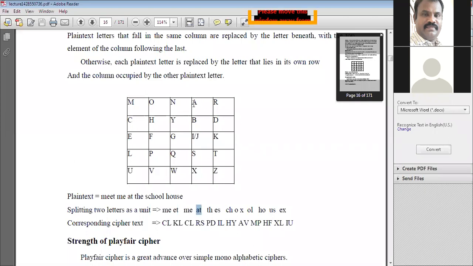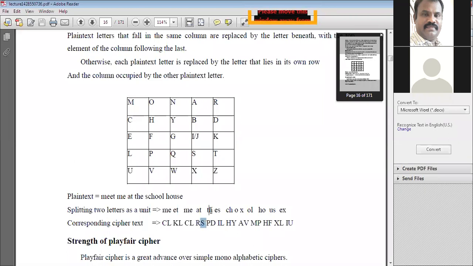Next one, AT. So where is the A letter? Here. What is the next letter, T? T. So this is in the form of a rectangle, this is the A, this is the T. So in the place of A, you have to replace it with R, the other corner of the rectangle. In the place of T, you can replace with S. So RS. Clear?